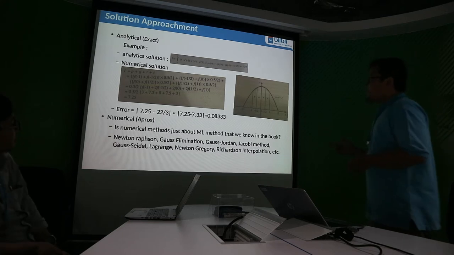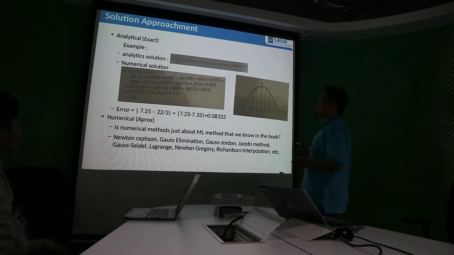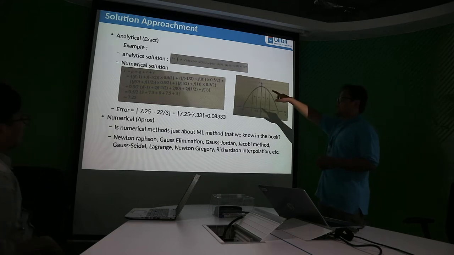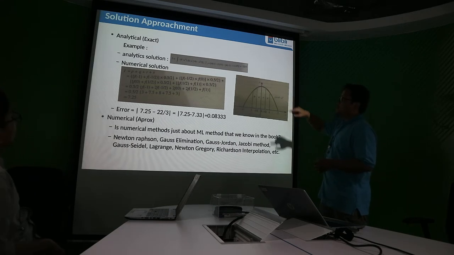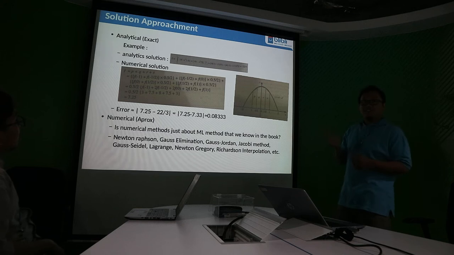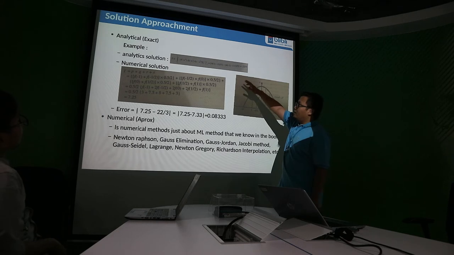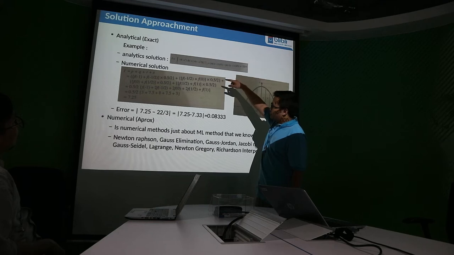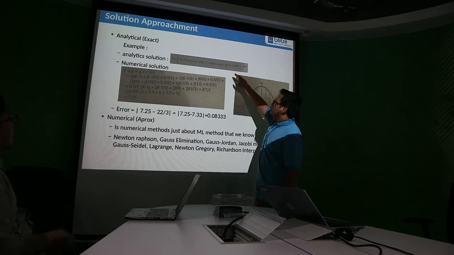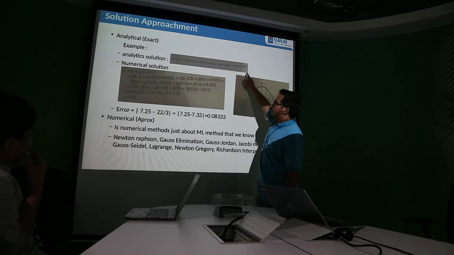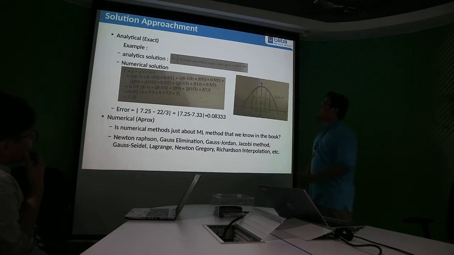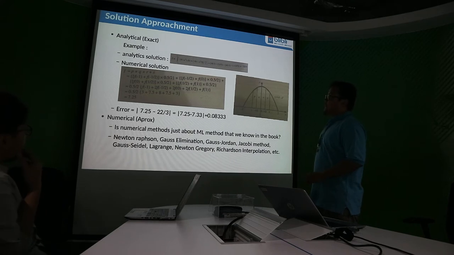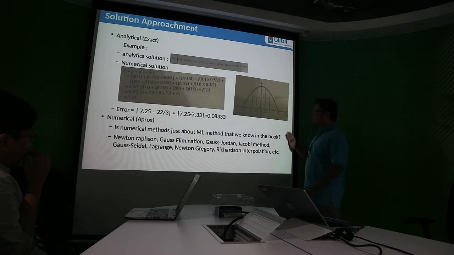For example, the analytical solution for the integral of this function, 4 minus x power 2, with respect to x. And this is the analytical. We just take the integral over the range x from minus 1 to 1, then we put x into the function, and this is the result, 22/3.